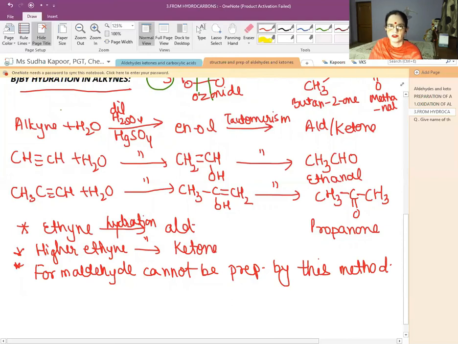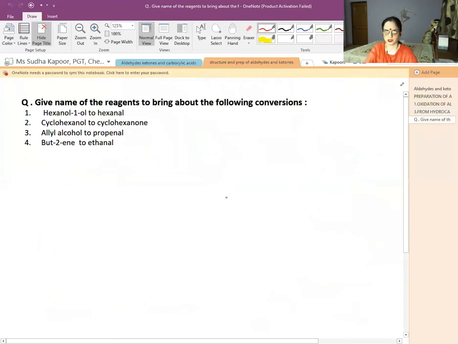So this is all about what we have done in the preparation part, that is oxidation of alcohol, dehydrogenation of alcohol, then ozonolysis, and the hydration of alkynes. So now some of the questions regarding this topic. Give the name of the reagent to bring about the following conversion, hexan-1-ol to hexanal.